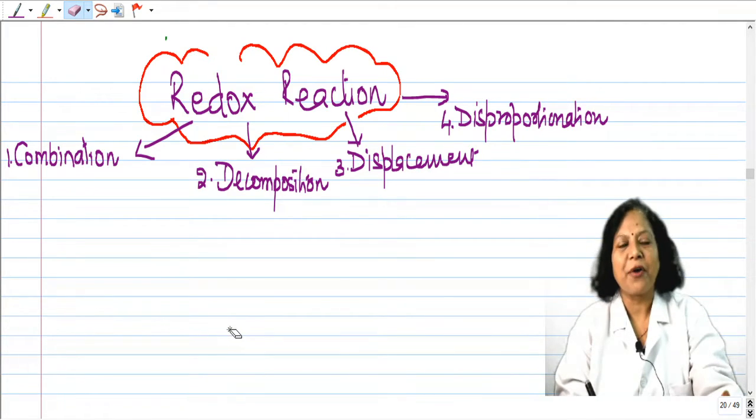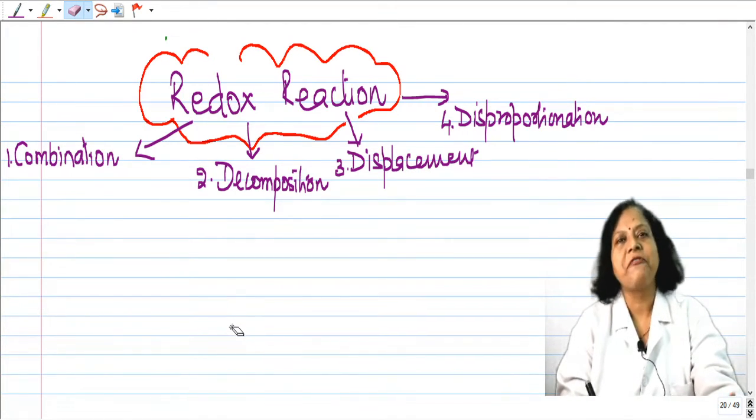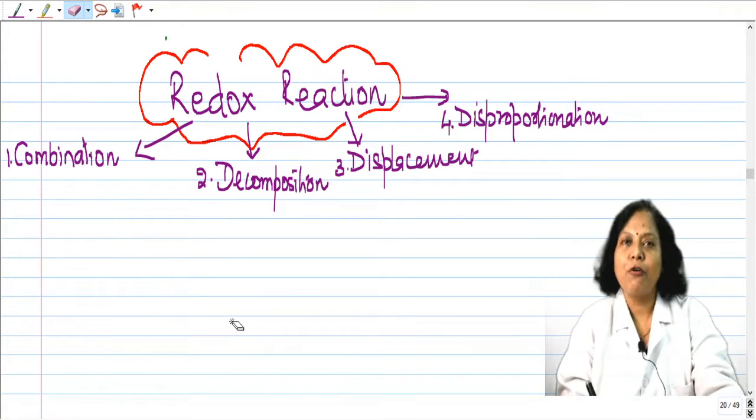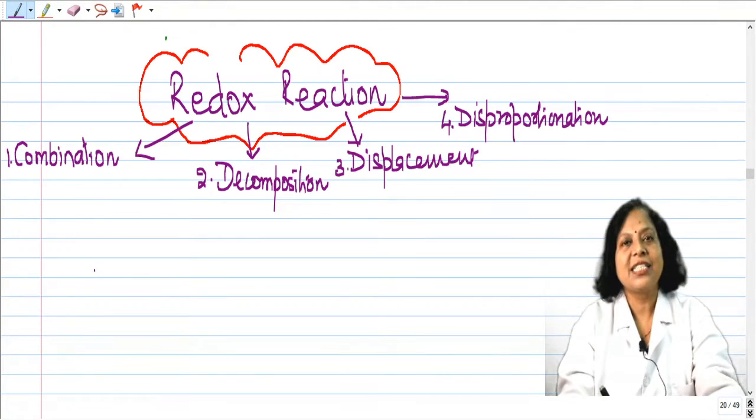Hello students, we are going to understand the types of redox reaction. There are four types of redox reaction: combination, decomposition, displacement and disproportionation.